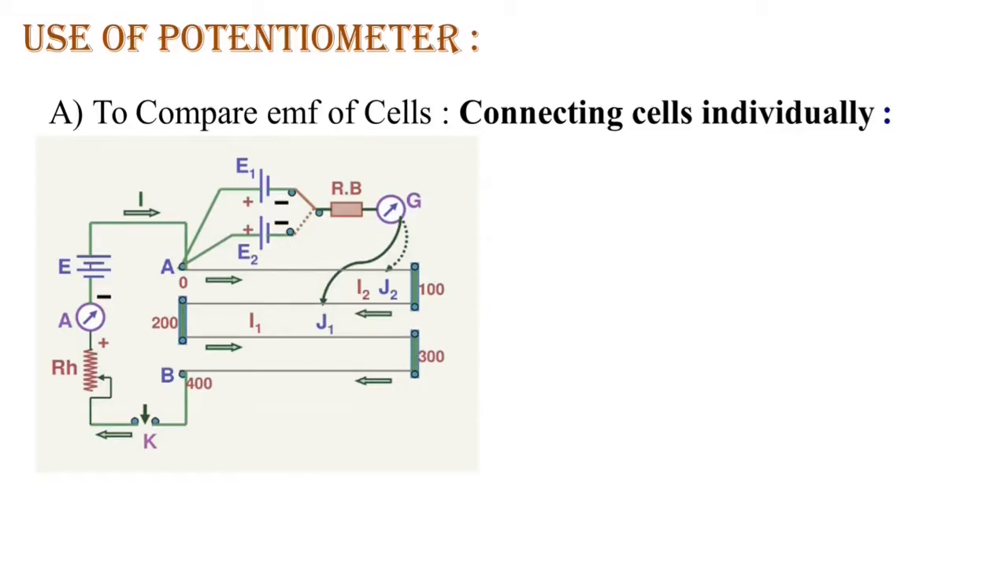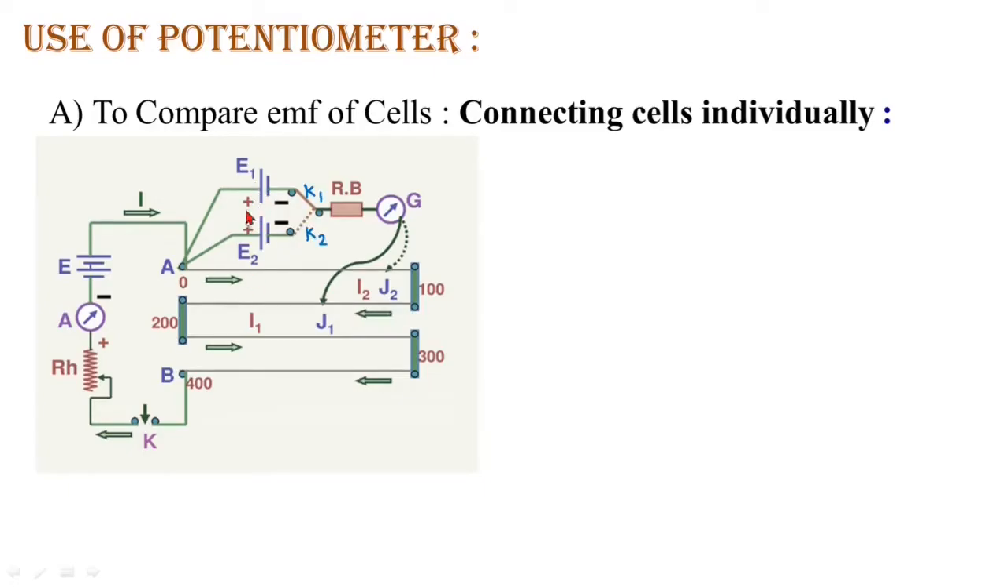A potentiometer circuit is set up by connecting a battery of EMF E with a key K and a rheostat such that point A is at higher potential than point B. The cells E1 and E2, whose EMFs are to be compared, are connected with their positive terminals at point A and the negative terminals to the two-way key K1 and K2.